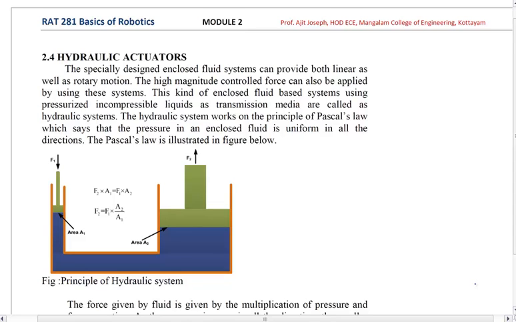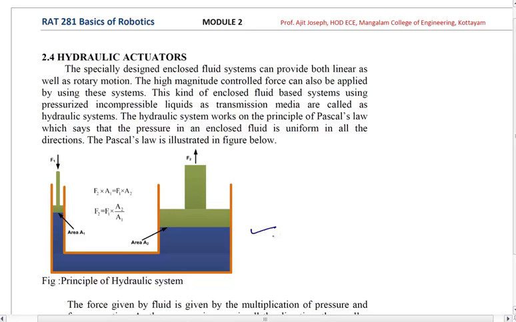Hello students. Next we will look at what are the actuators that we are having, starting with the hydraulic actuators. To understand the hydraulic system, look at this particular diagram.